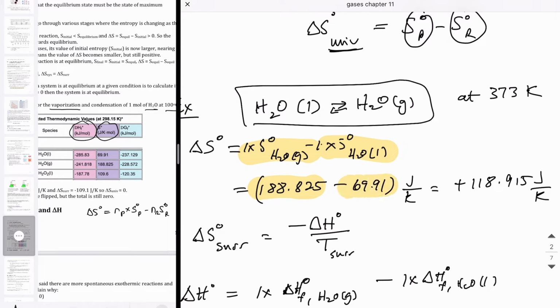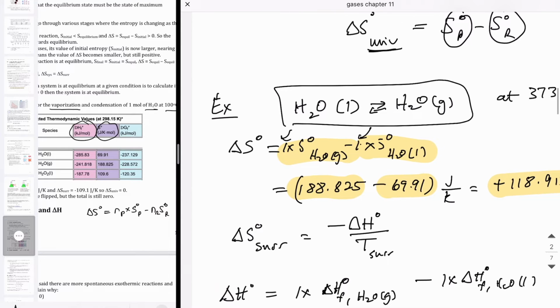I found those numbers there in that table for both of these guys. Again, the reason this is 1 is because the coefficient is 1, right, for both of those species. And so I found that my change in the entropy of the system is positive 1.915 joules per Kelvin.